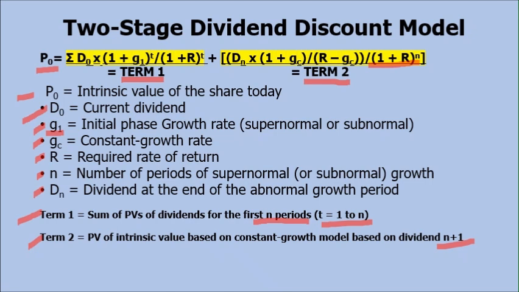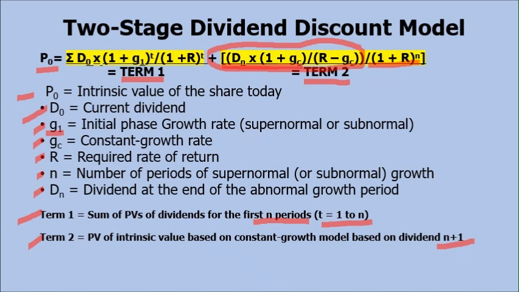Basically, Dn into 1 plus gc gives you Dn plus 1. And this divided by r minus gc gives the intrinsic value of the stock using the Gordon growth model, albeit based on dividend n plus 1. Therefore, this intrinsic value will be the intrinsic value at time n. Remember, when we used to take D1 to calculate the intrinsic value of the share using the Gordon growth model, we used to get P0, which is the intrinsic value today. So when we use dividend n plus 1, we get the intrinsic value at time n.